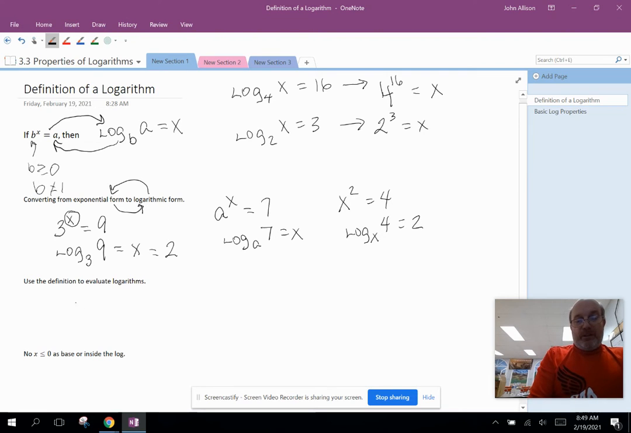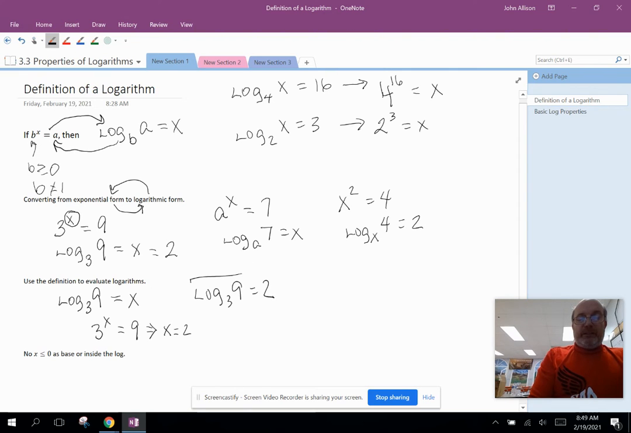Now, when we use this to evaluate logarithms, let's look at what we had before, log base 3 of 9. If we set this equal to x and then solve that equation, we would have 3 to the x equals 9, so that x equals 2. That means that log base 3 of 9 is equal to 2.